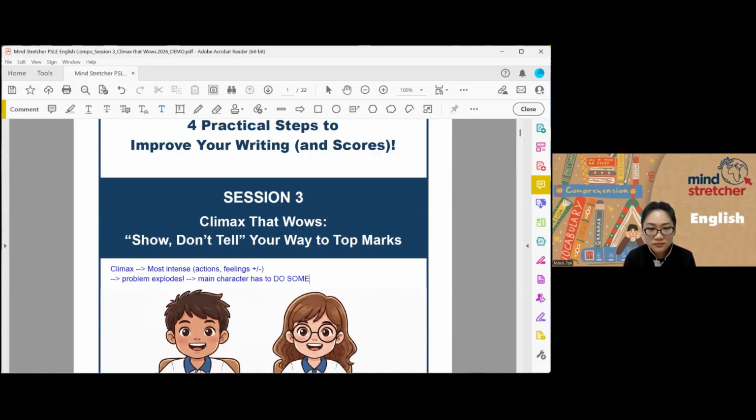The problem builds up, and in the climax, the problem explodes, which means that the main character has to do something to overcome or solve it. So our main character, having reacted or acted in certain ways in the earlier parts of the composition, now has no choice but to deal with it. You see, if your character doesn't deal with the problem, you have no composition, right?